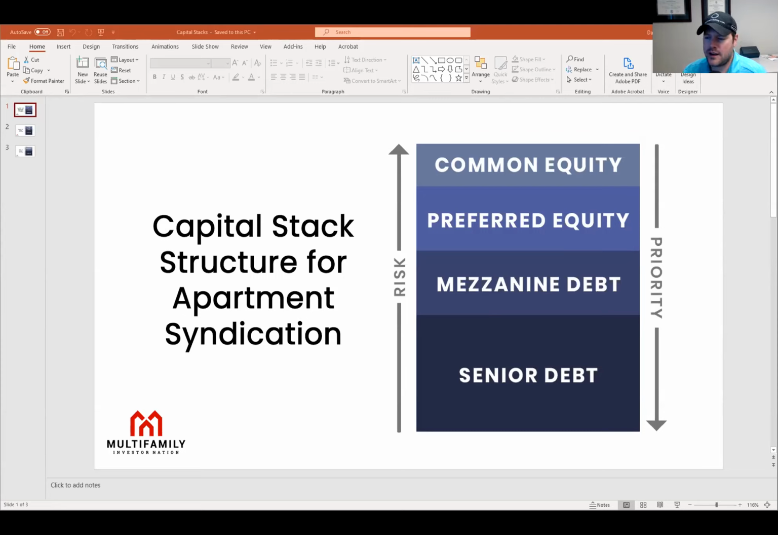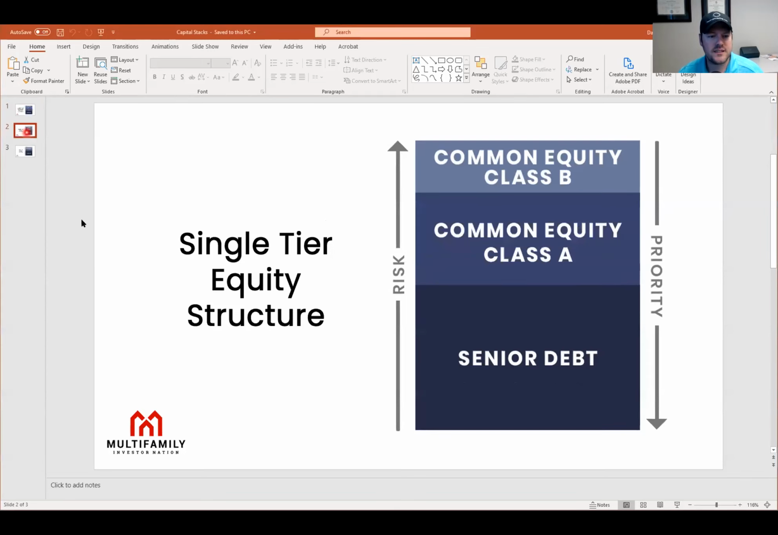So let's go ahead and move on. I know you have a lot of questions, and there will probably be more as we move forward. I want to make sure we stay on track and go over these other two structures. This next screen is what's called a single tier equity structure. You'll see there's no mezzanine debt here, and there'll be no mezzanine debt in our next structure either.